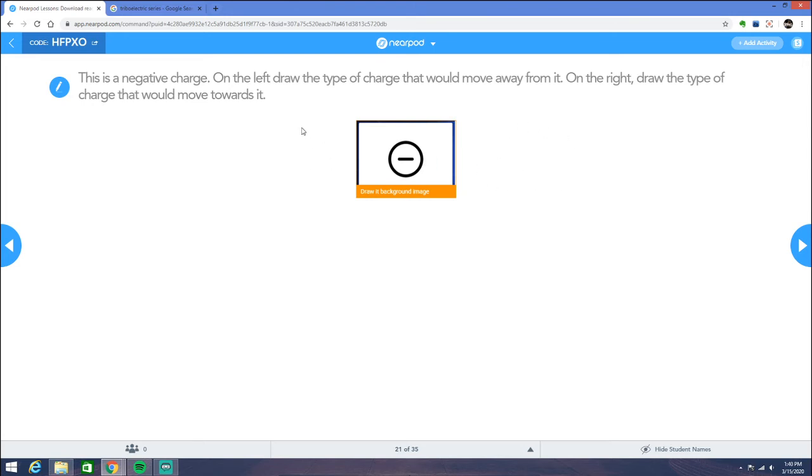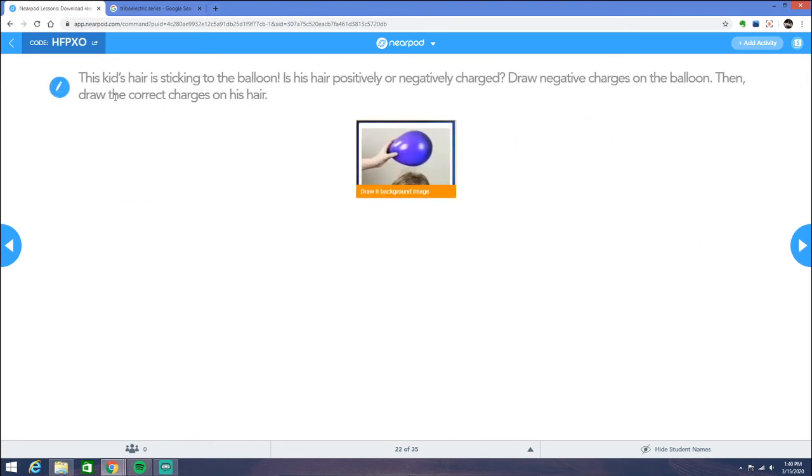Here's a hint. What kind of charge on the left side is going to make it repel, and what kind of charge on the right side is going to make it attract? That's what we want you to draw. Again, I recommend doing it on a sheet of paper. And again, this is a lab that we did in class.